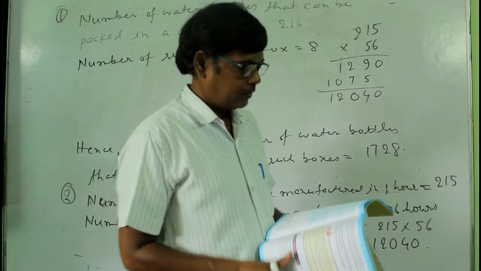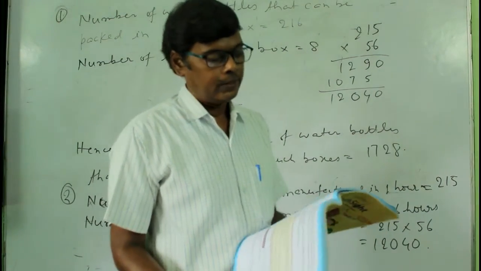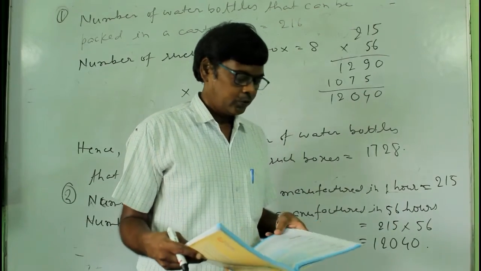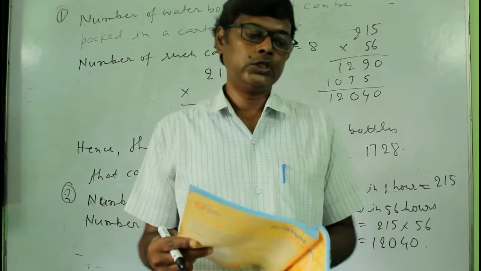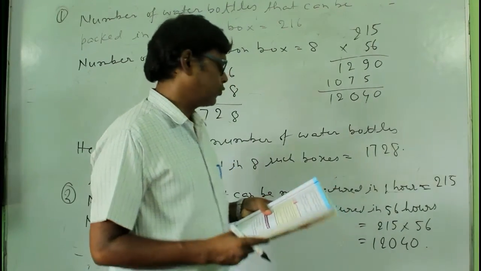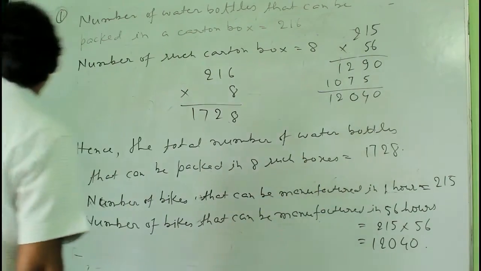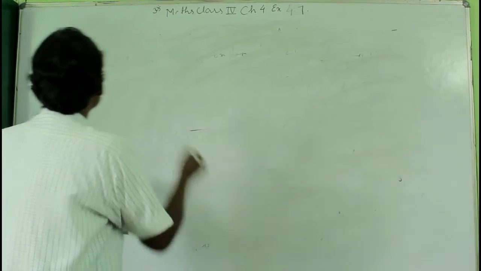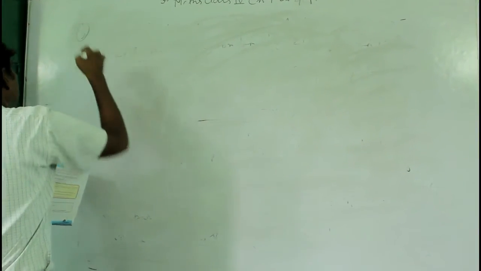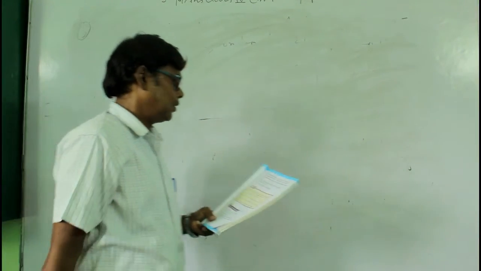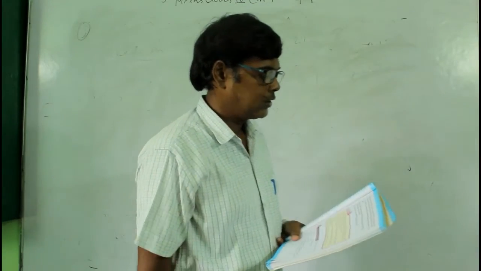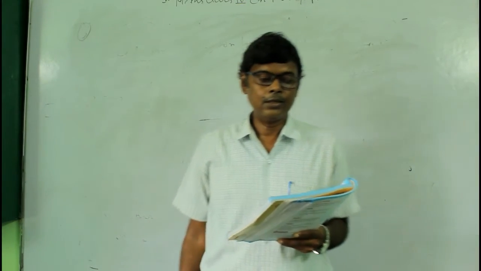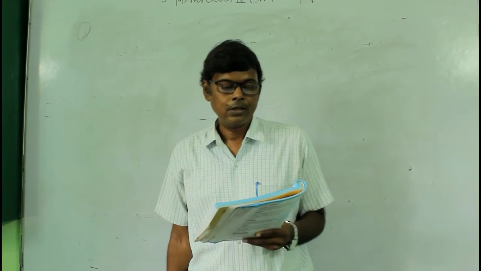Now I will solve the question number 6 and 7. And you will solve the question number 3, 4 and 5. That is your homework. And I will solve question number 6. So see. Okay, question number 6. In this, if the largest 4-digit number is multiplied by the largest 3-digit number, what would be the product?